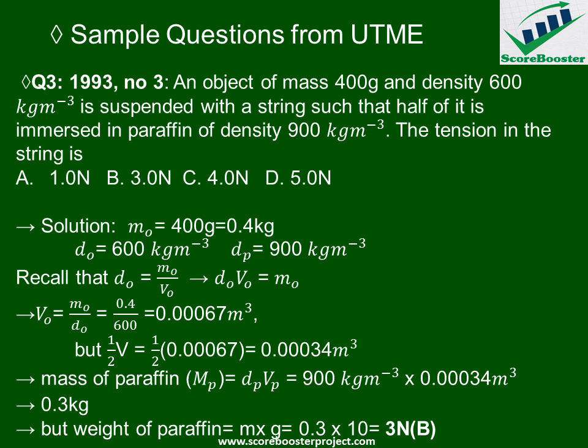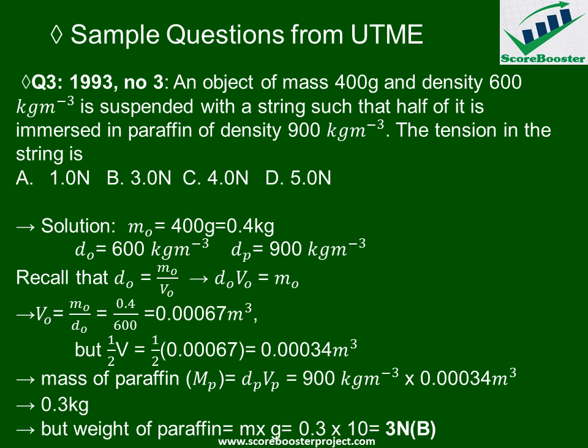0.00067 meter cube. But we have to recall that from the question they said half of the object is immersed, and a particular object will displace its own volume of the liquid in which it is immersed. That means the volume will be half here now. So half of the volume will now be half of the volume we just got. That will be half of 0.00067, and that will give us 0.00034 meter cube.